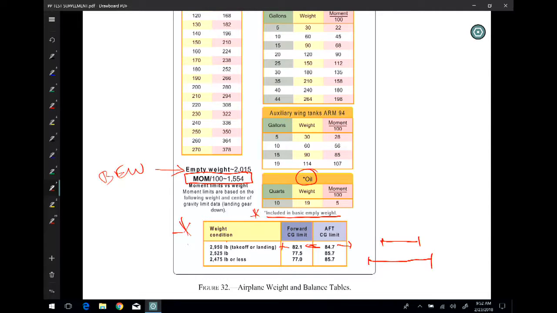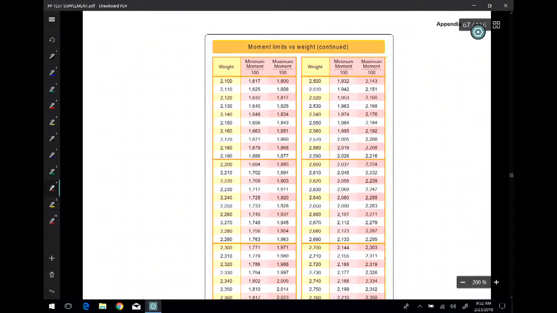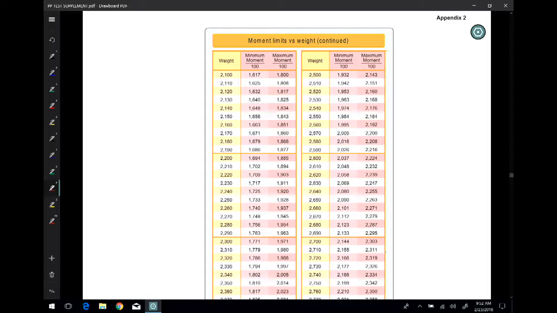Because that's going to be one of the things that I have a feeling you're going to be asked to evaluate. When we look at the next one, this gives us all of our moment limits versus the weights of this aircraft. In this column, for instance, at 2,500 pounds, and that is the total weight of the airplane, that's passengers, empty weight, baggage, fuel, that's everything, you have a minimum moment and a maximum moment for that particular weight.